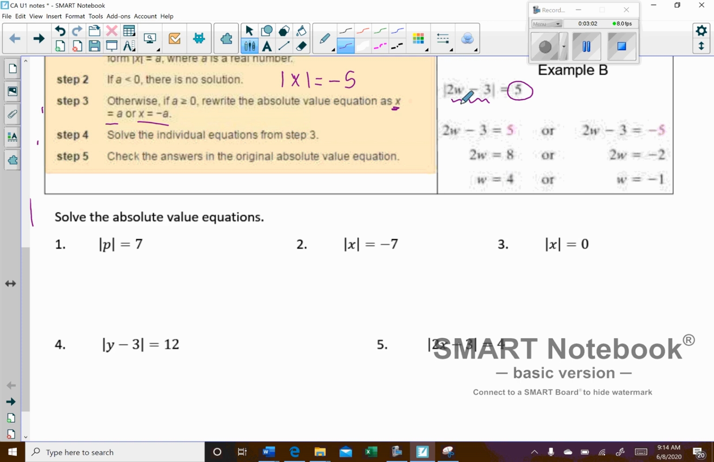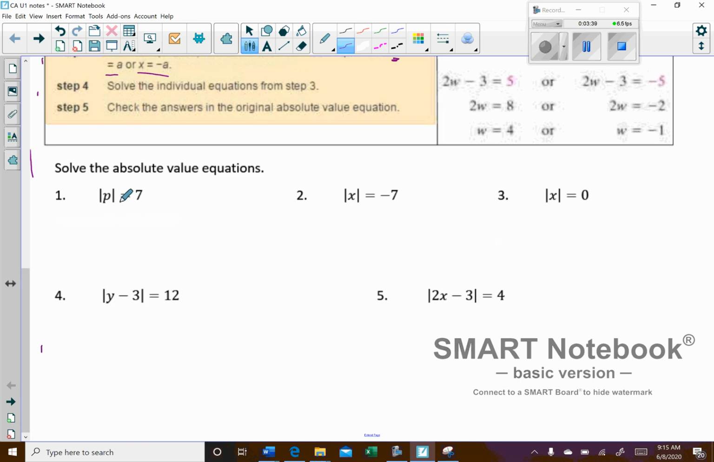If you plug in a 4, you'll get 2 times 4 is 8. 8 minus 3 is 5. The absolute value of 5 is 5. And then if you plug in the -1, 2 times -1 is -2. -2 take away 3 is -5. Well, the absolute value of -5 is also 5. That distance from 0 is also 5 units away. Okay, so we're going to start with some pretty easy ones, and then we might get one that looks pretty similar to our example up here.